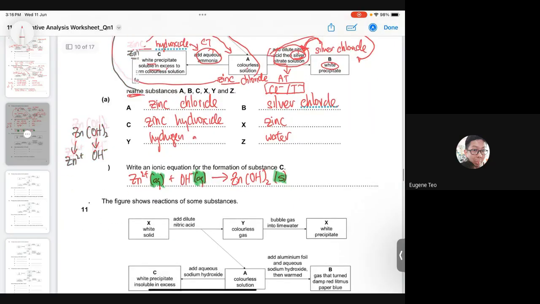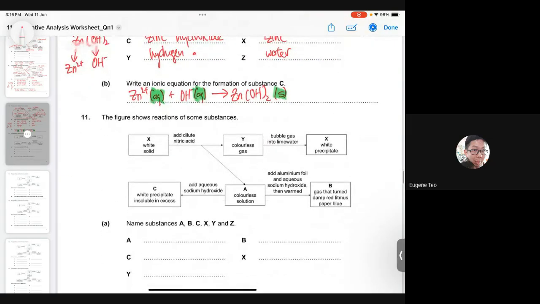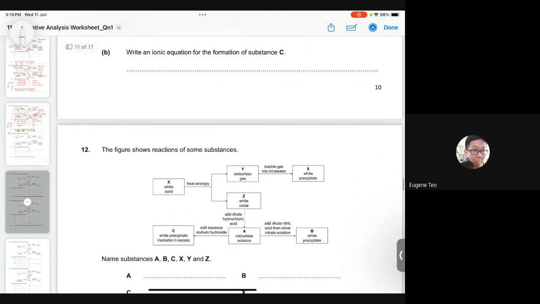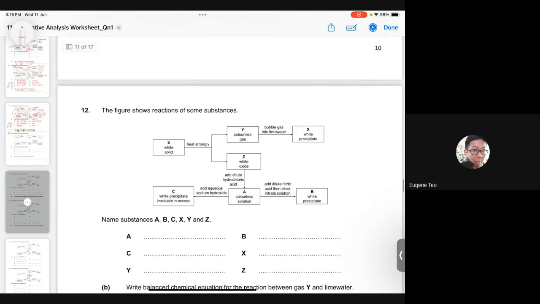Okay. Now, question 11 is something quite similar. So I will just get you all to do this as homework. I'm just going to skip this. I want to move on to question 12, where you realize this one looks a bit more complex, because there are a few more boxes here. Instead of 6 boxes, the flow diagram has expanded.